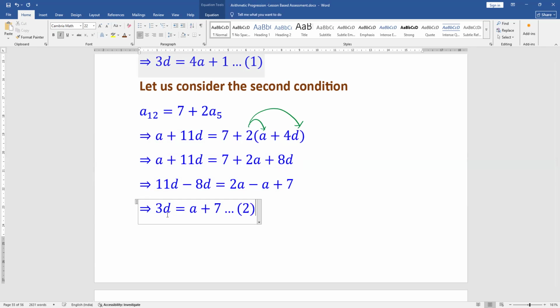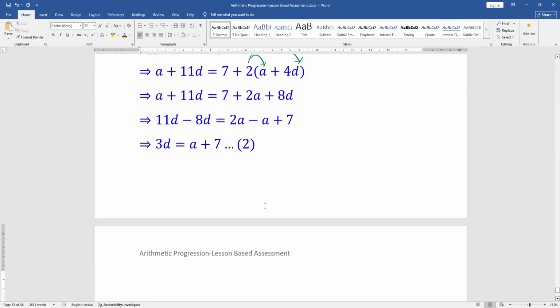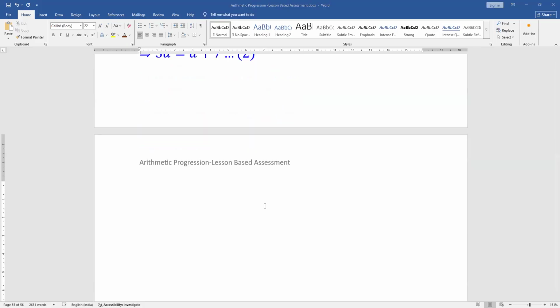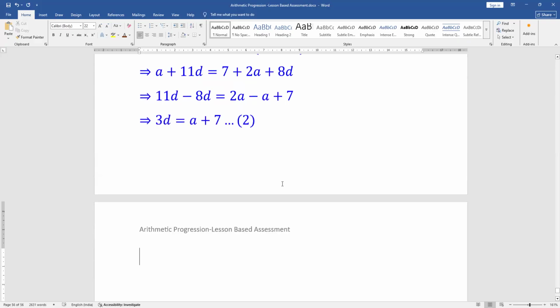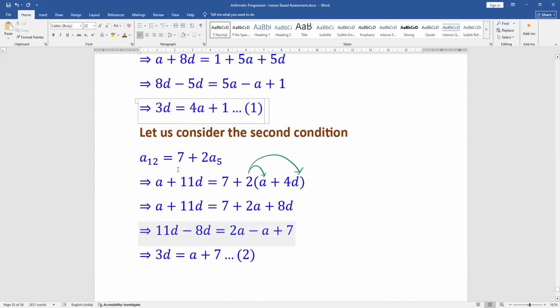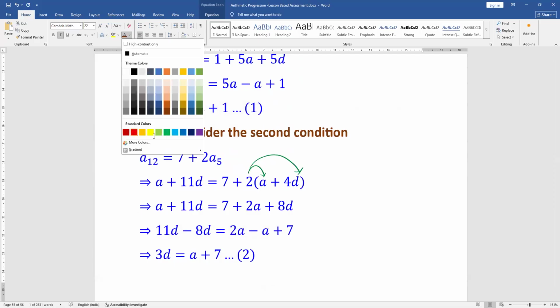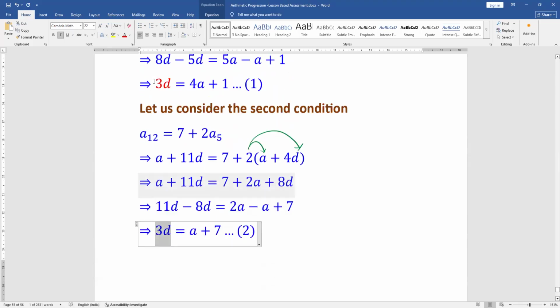Then next step, what I do is I'm going to equate 1 and 2. See, if you look properly, here also you got 3D, here also 3D.